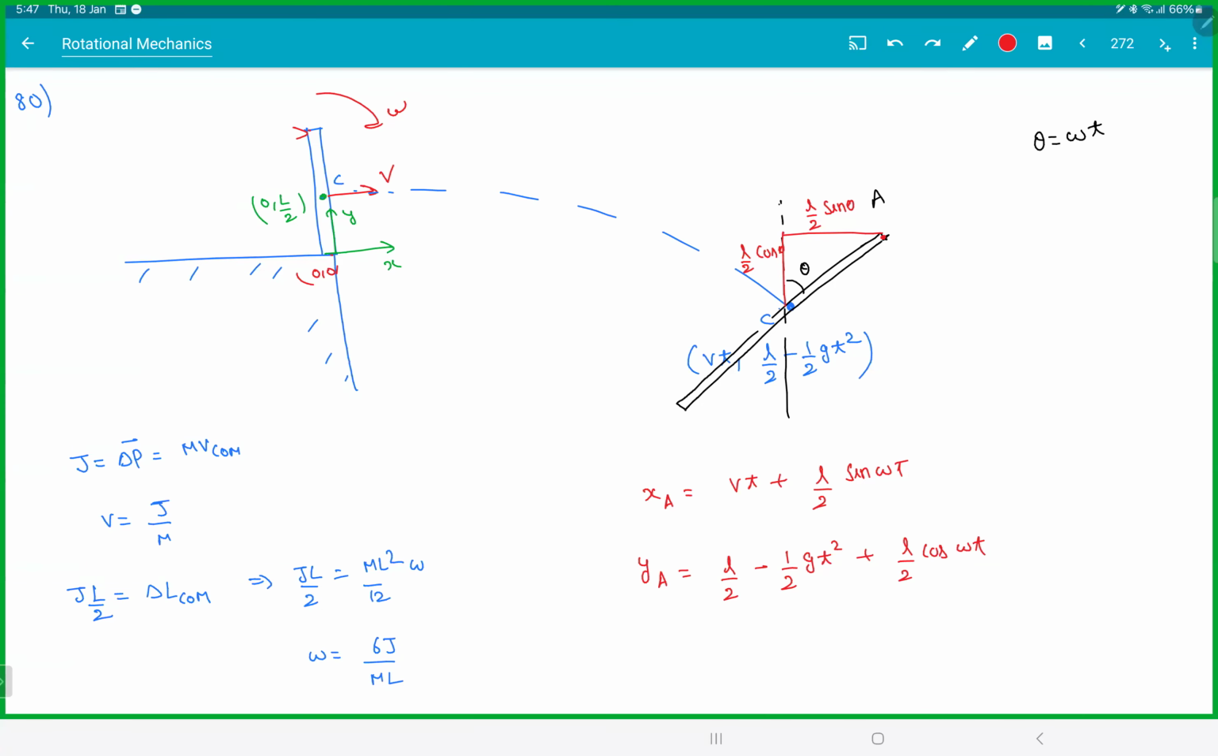Clear? Everyone got this? Turn the page. Last one for the day. Last question for the chapter. We have a ball here. People are so happy when I say last question.